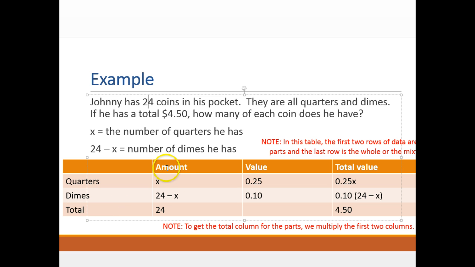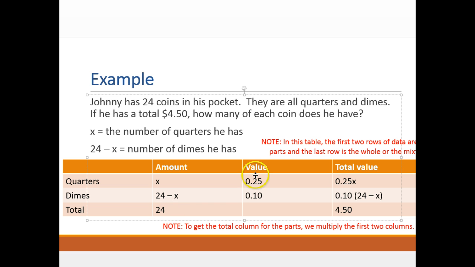Now, typically you have an amount, and then you have a value or a percent, then you have a total value. Let's talk about how we fill these in. The amount is simply the amount of each. So the amount of quarters we define to be x, the amount of dimes defined to be 24 minus x, and the total was 24 coins.